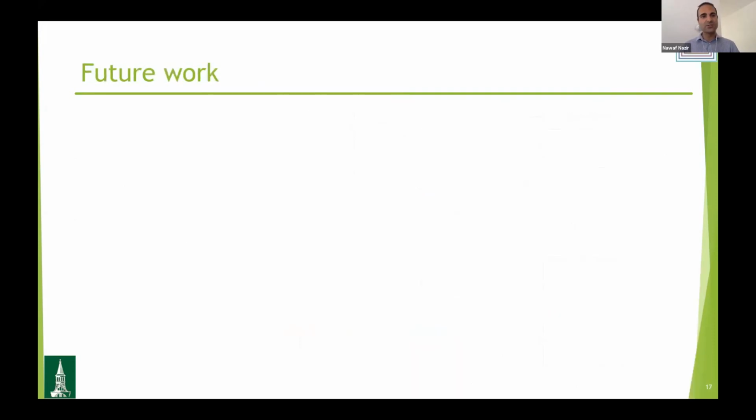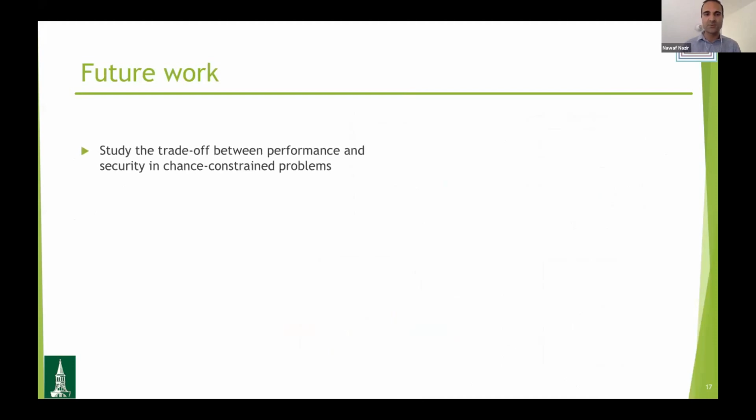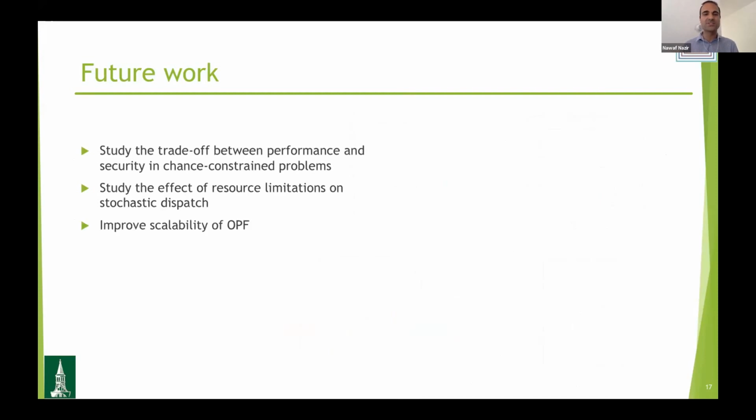For future work, I want to study the trade-off between performance and security in chance constraint problems. I also want to study the effect of resource limitations on stochastic dispatch. For example, if the reactive resource was limited, how would that affect our stochastic dispatch? I also want to improve the scalability of OPF so that when we go to larger and larger networks, we are still within the given time frame.